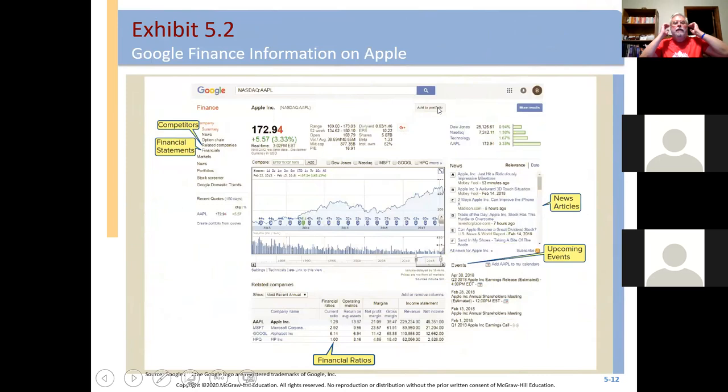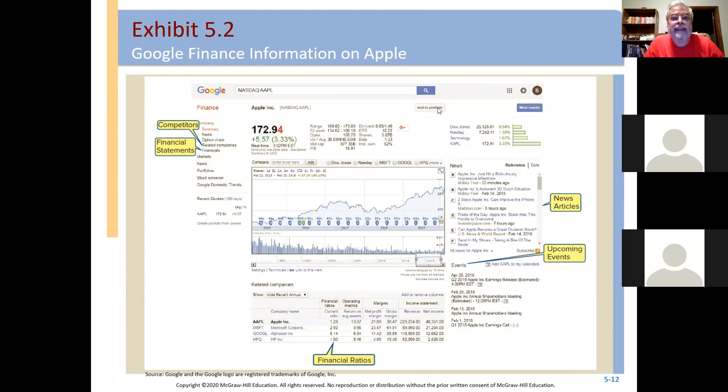And here is an example of Apple. Now, folks, this chapter, Apple is going to be our company. We're going to get away from food, and we're going to get into consumer goods as it relates to technology. And as you can see on this page, there are links where we can get information about the competitors that Apple has.